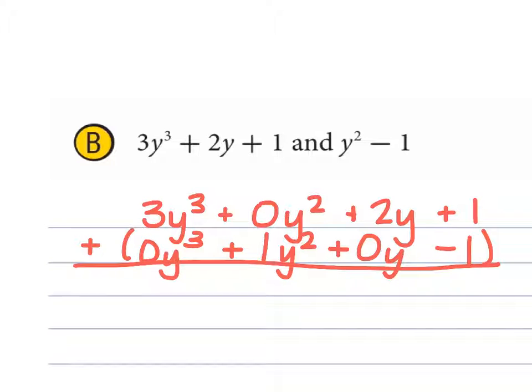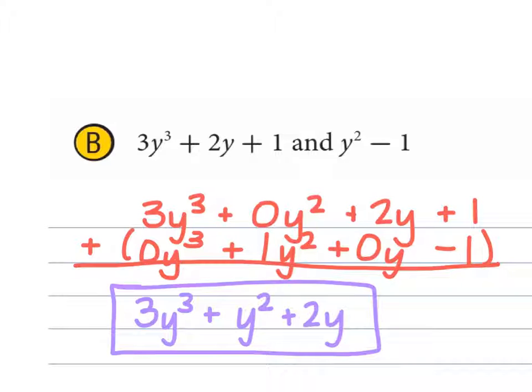So we now have the 3y cubed plus 0y cubed, so that's not going to change. It's going to stay 3y cubed. The 0y squared plus y squared, or 1y squared, is just going to be 1y squared or y squared. The 2y plus 0y is 2y. And then the minus 1 from the 1 is 0, so we don't have to write that down. It's just going to be that 3y cubed plus y squared plus 2y as our solution.